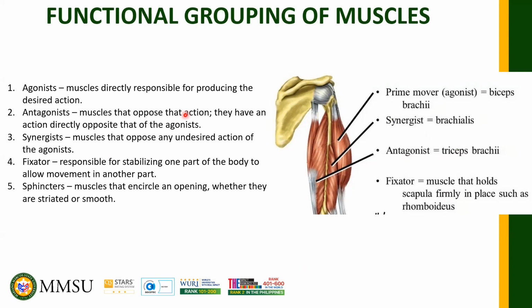And then another one, we have the synergists. So sila naman yung nag-a-assist sa mga agonists in performing a movement. So sila yung tumutulong na mag-stabilize ng joint and mag-provide ng additional supports to the primary action. So for example, in the example of bicep flexion, yung mga synergist muscles, they might include the brachialis, which usually assist the biceps. Okay?